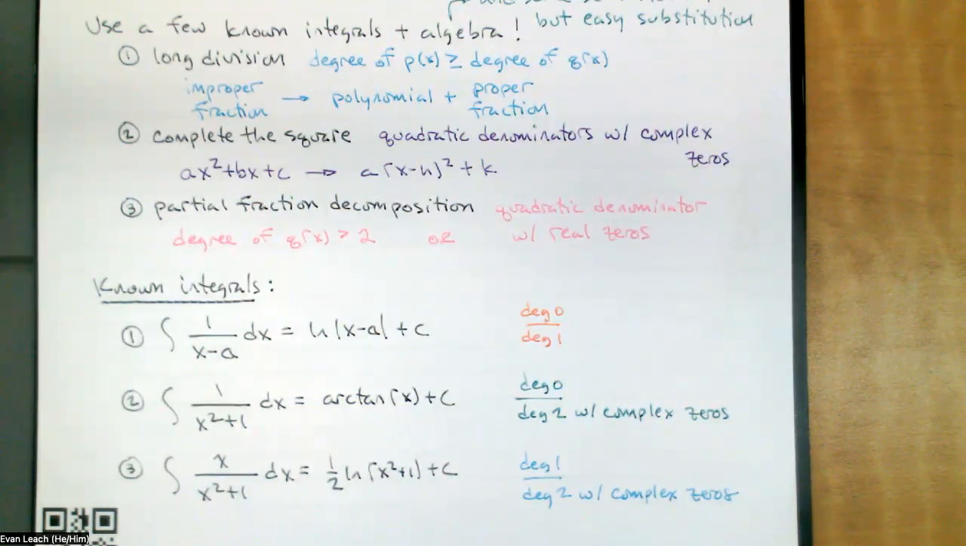Partial fraction decomposition is for when the quadratic denominator has real zeros. Once again, we're already in the category of degree of numerator is strictly less than the degree of the denominator. So then if we look at the denominator and it's degree 3, partial fraction decomposition. If we look at the denominator and it's degree 2, but it has real zeros, partial fraction decomposition. And then finally completing the square, for when we have degree 2 with complex zeros and an x term. So once we can deal with these three, we can deal with anything.